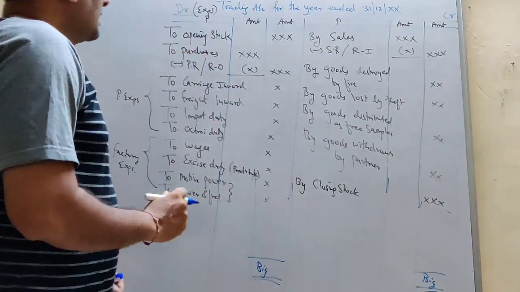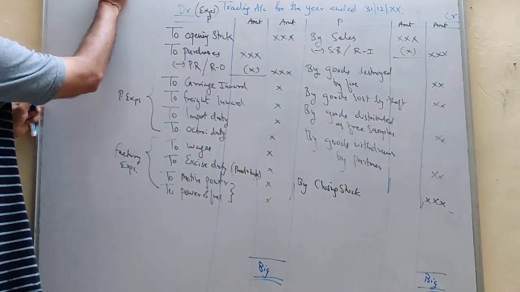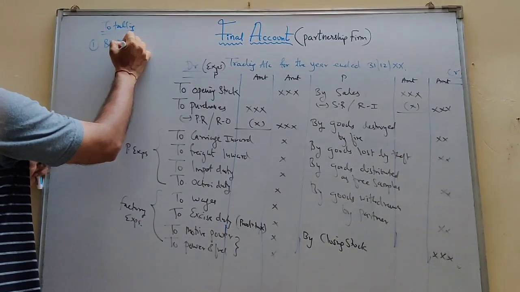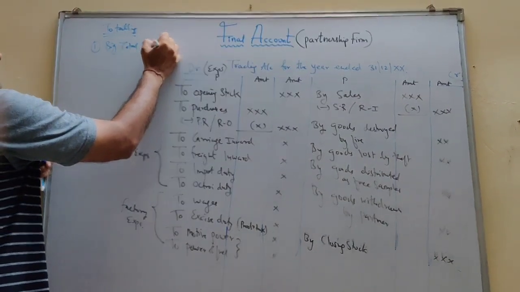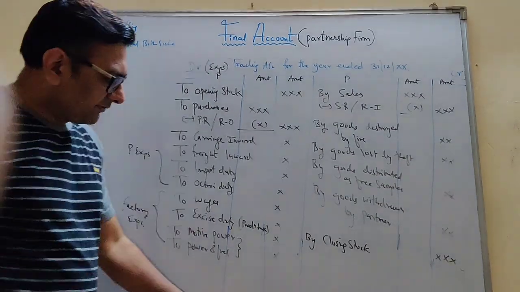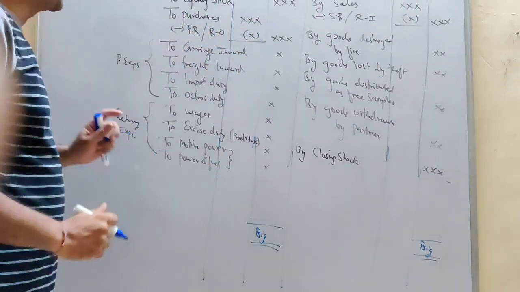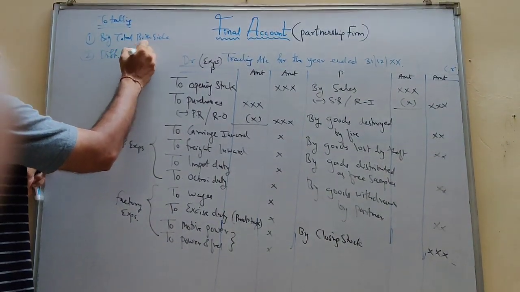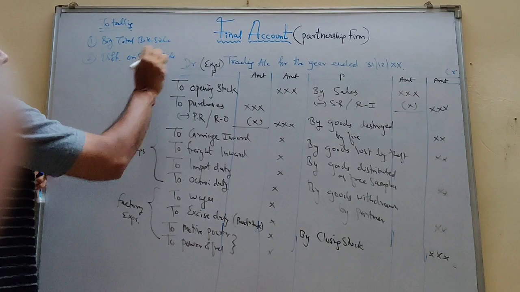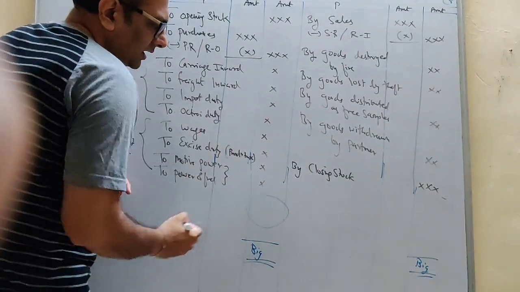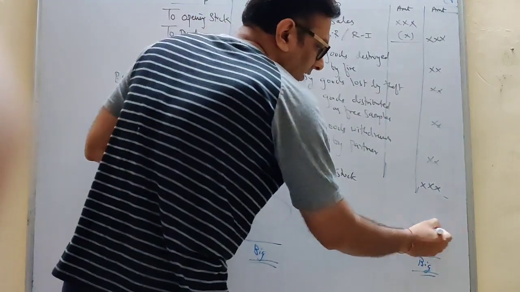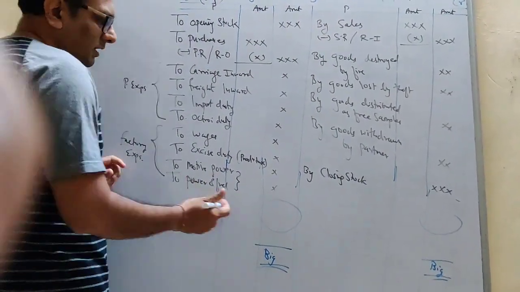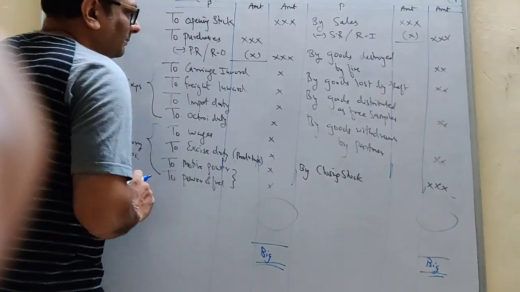Whenever you do totaling, there are two rules of totaling. Rule 1, big total both sides. So I have to write the big total on both the sides. And rule 2, difference on the small side. So you may get a difference on the debit side, or it may be on the credit side, depending on how much is the total.